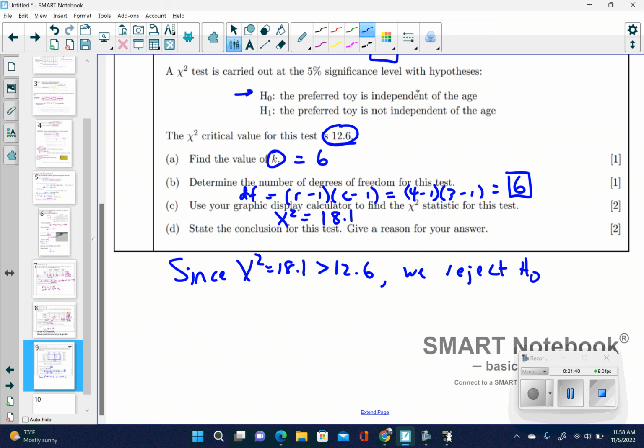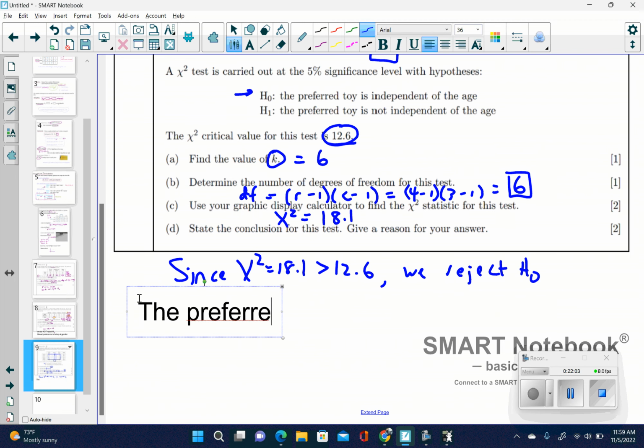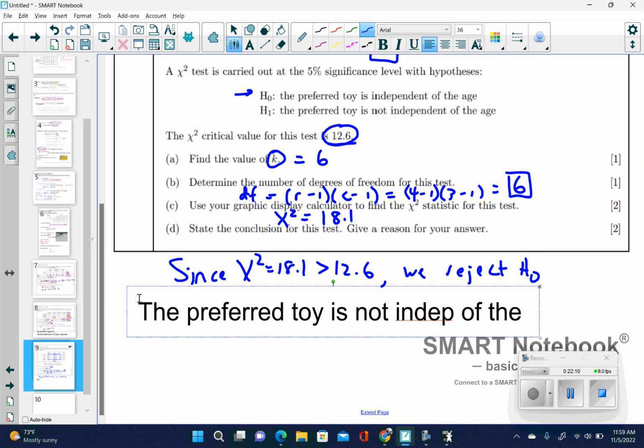We're going to reject that, and therefore that's enough to conclude that the preferred toy is not independent, right? So we're going to accept the alternate hypothesis. So we say the preferred toy is not independent of age. So let's go ahead and write that. The preferred toy, and we're going to use their words, is not independent of the age, right? We're just taking their alternate and accepting the alternate because we're rejecting the null. All right, great job.